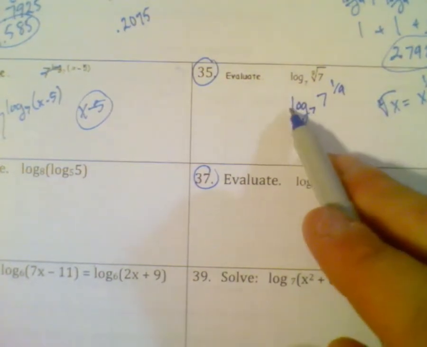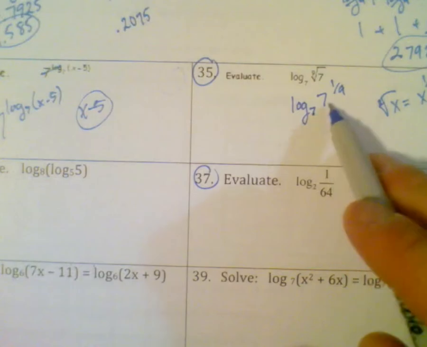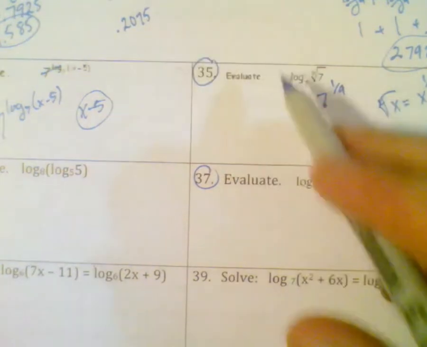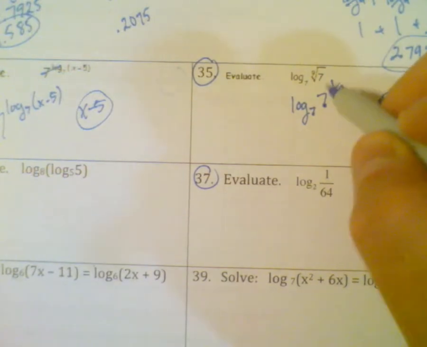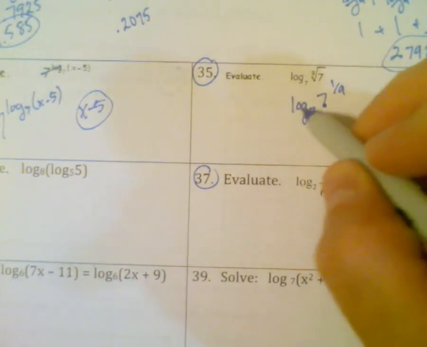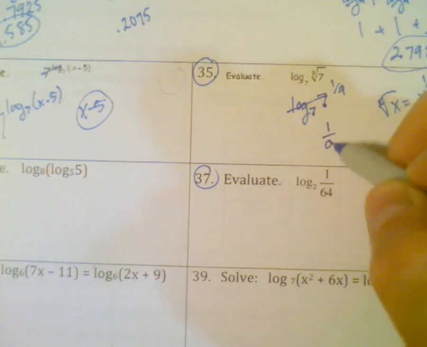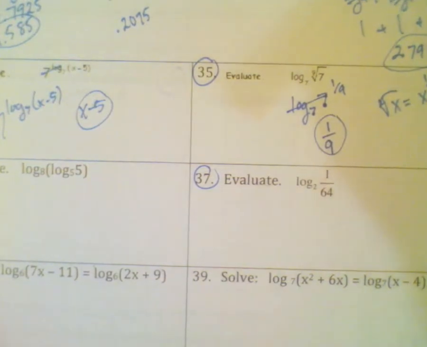And then remember what happens if you have the base match the thing on the inside, like up above. It turns into a 1, or it cancels out really, because that 1/9 would bounce out front and then would turn to a 1. So this is just 1/9 is your solution. Okay.